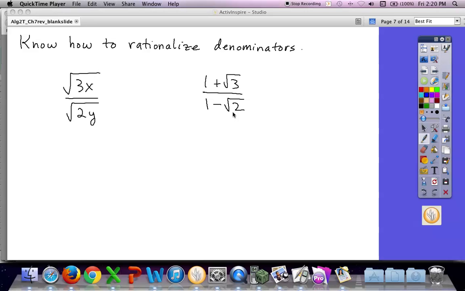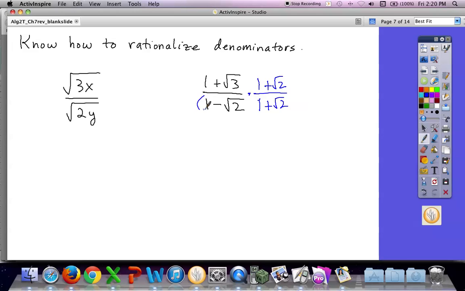No. What did you call it? The conjugate, right? You have to multiply by the conjugate of the denominator. What is the conjugate of 1 minus the square root of 2? 1 plus the square root of 2, right? So you got to do times 1 plus the square root of 2, and of course it's got to be 1 plus the square root of 2 divided by itself so that it's equal to 1.